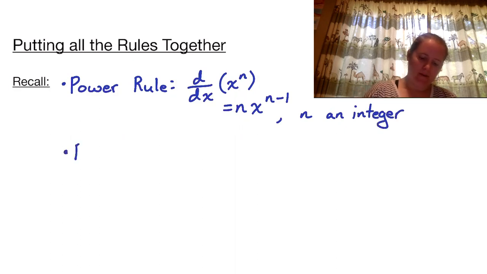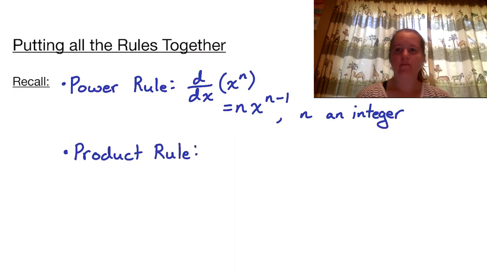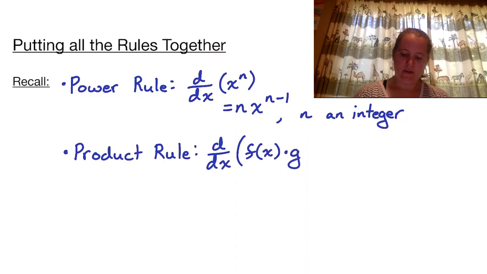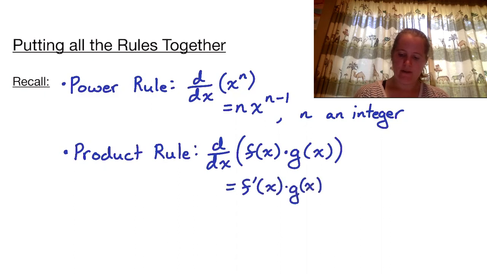We have our product rule, which said that if we wanted to take the derivative of f of x times g of x, we wound up getting the derivative of the first, f prime of x, times g of x, plus the first, f of x, times the derivative of the second, g prime of x.